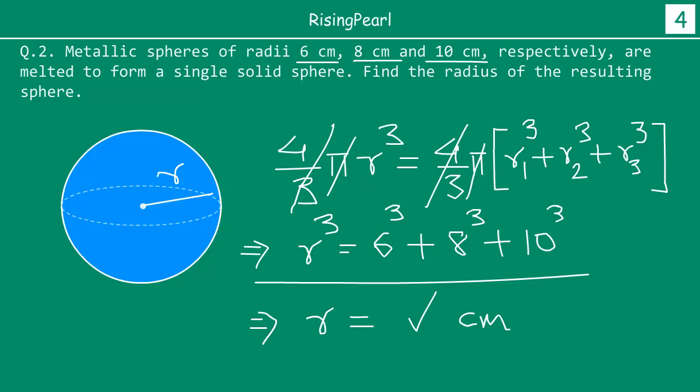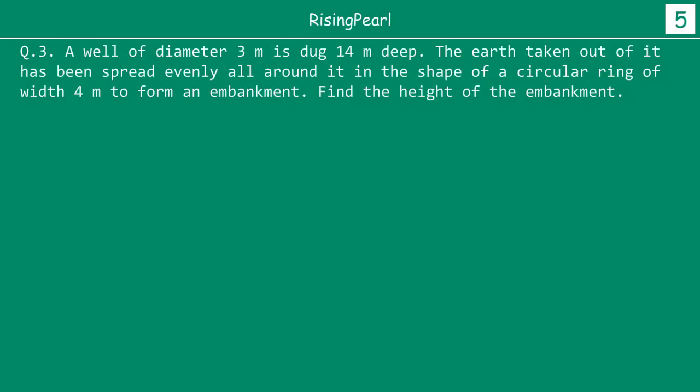And let's say if we have time for maybe one final question, if we can actually do that. So question number 3 goes something like this. A well of diameter 3 meter is dug 14 meter deep.